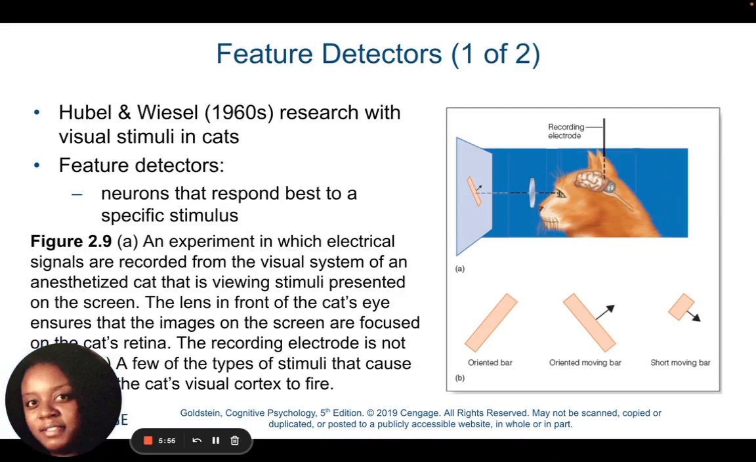Feature detectors are neurons that respond best to a specific stimulus. There was lots of research done in the 1960s with cats to determine what these feature detectors are. If you take a look at the picture, what this research showed us is that there are certain neurons, maybe in our visual system, that will respond to certain things and not other things. Those are known as feature detectors.